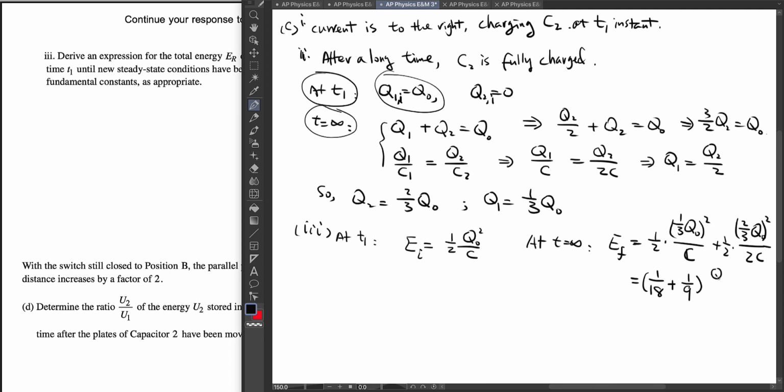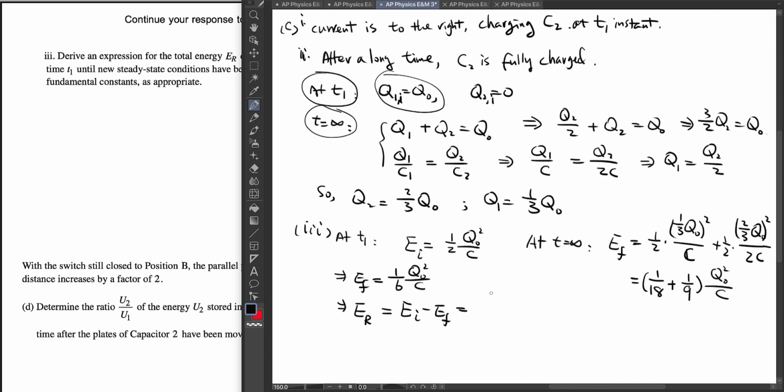And then the common factor Q naught squared over C. Okay, so if I sum them up, I will get E final equals, so that's 2/18, 3/18, so that's 1/6. Okay, so we do see a difference in the two energies. So the energy loss is the energy consumed by the resistor.